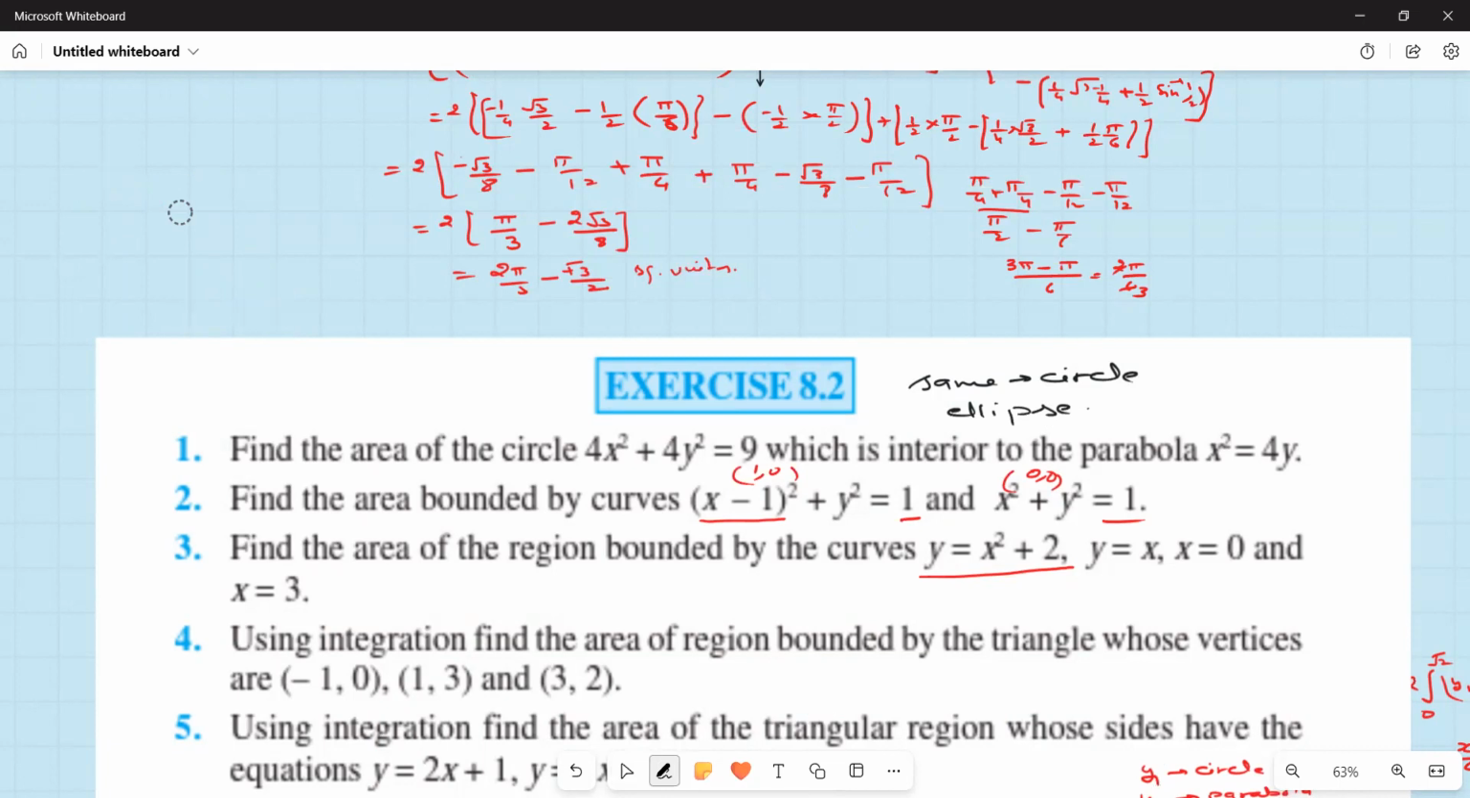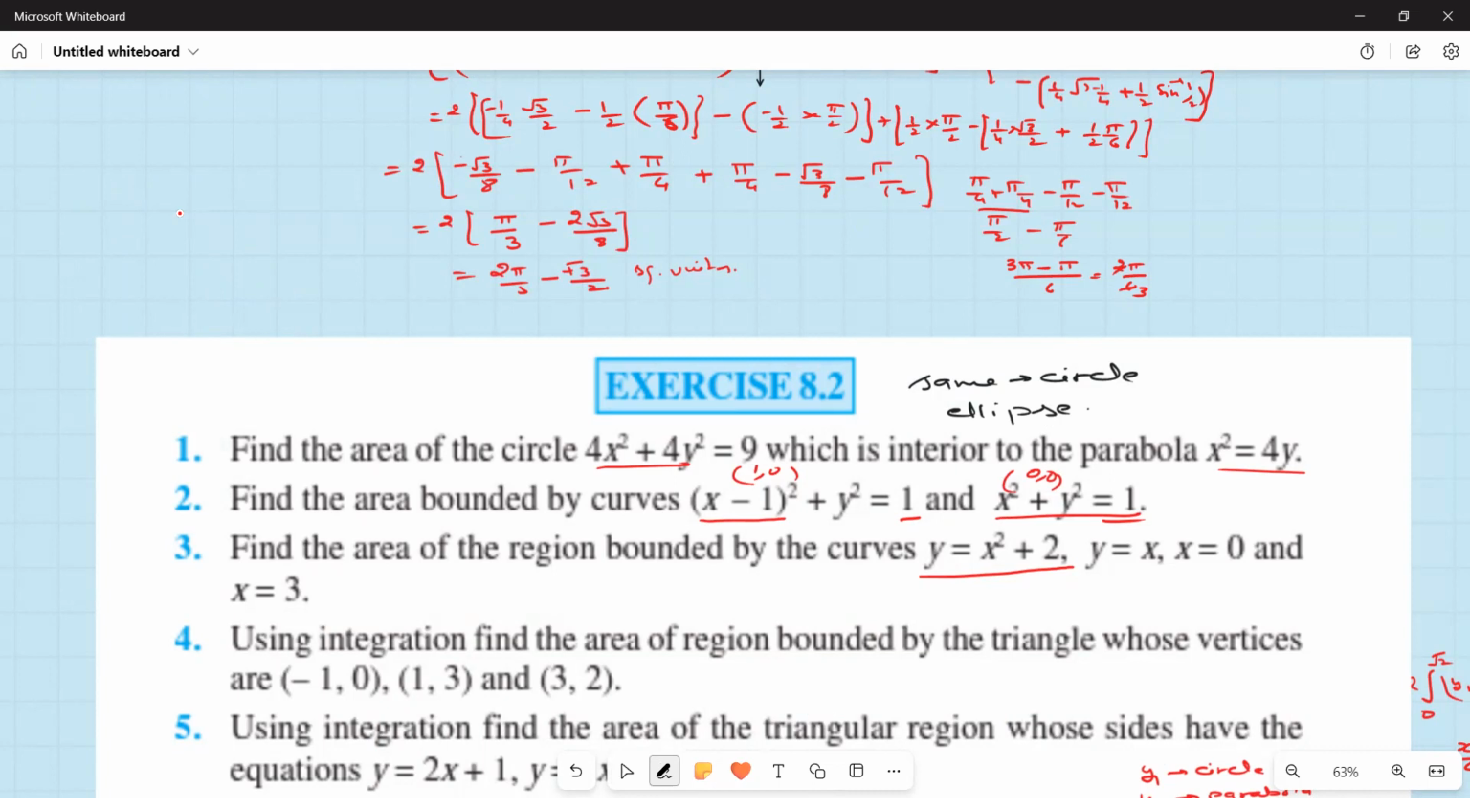Actually, this is not going to come in the CBSE because CBSE is just taking standard equations like x square plus y square is 1, x square is equal to this. These are the standard ones. Where the center is not the origin, that is surely not going to come in the CBSE questions.